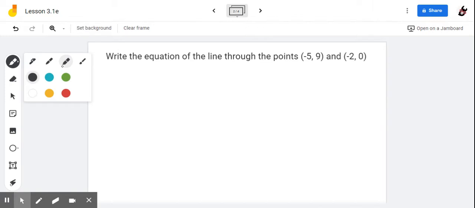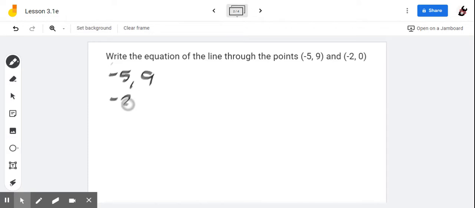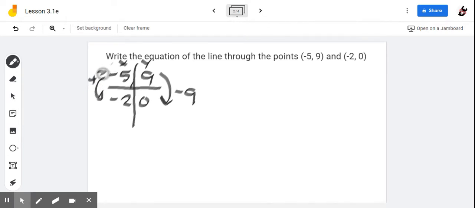In order to find the slope, I'm going to think about one of two things. I can just think about the change in y over the change in x. So I can think about these 2 points as if they are in a table. To get from 9 to 0, I subtract 9. To get from -5 to -2, I add 3. So it would be -9 over 3, or -3, would be my slope.